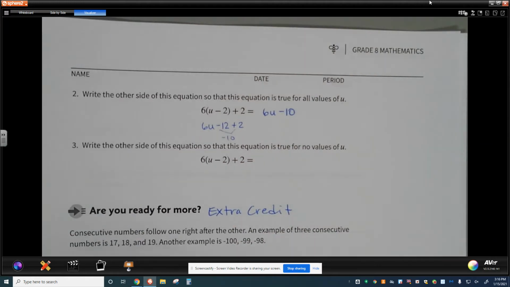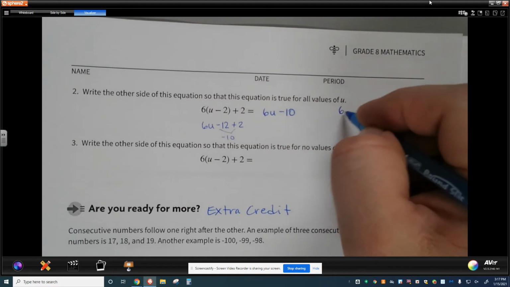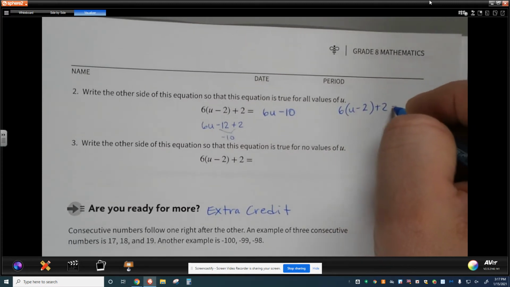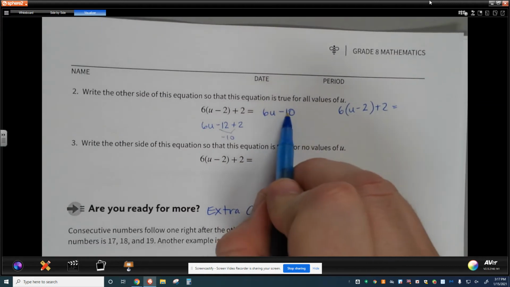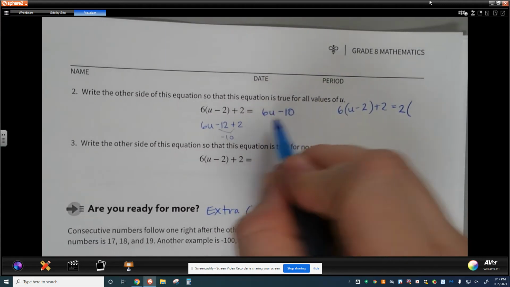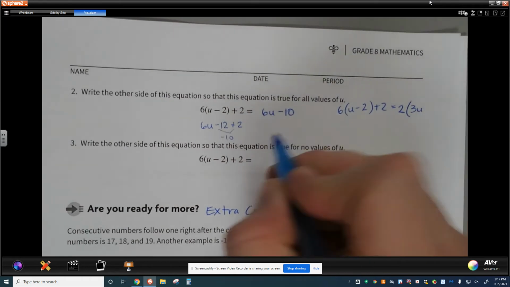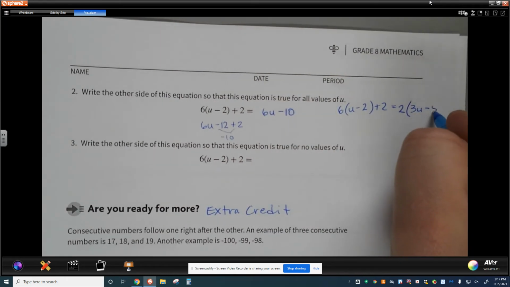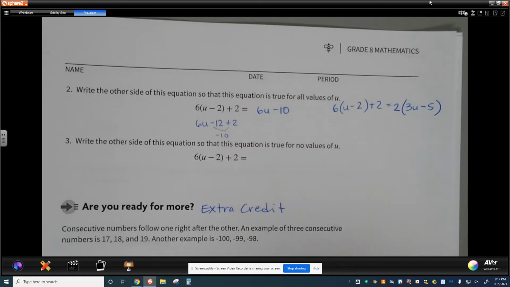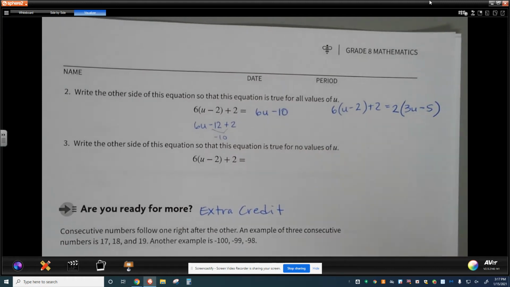If I really wanted to get creative, I could actually factor that out and say that 6 times the difference of u and 2, plus 2, is equal to... a common factor between 6 and 10 is 2. So I'm going to factor that 2 out there. 6u divided by 2 is 3u. 10 divided by 2 is 5, minus 5. And even though they don't really look alike, this can be simplified. They can both be simplified to match each other.